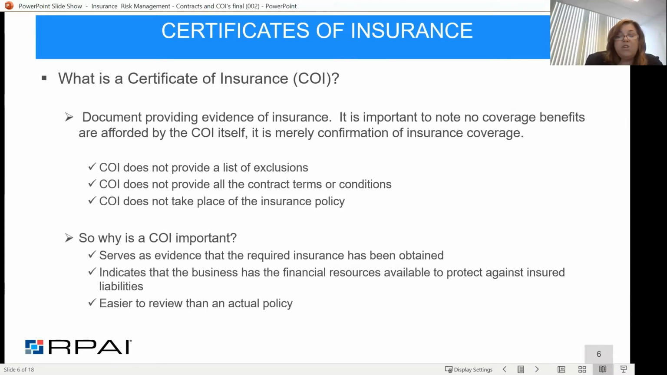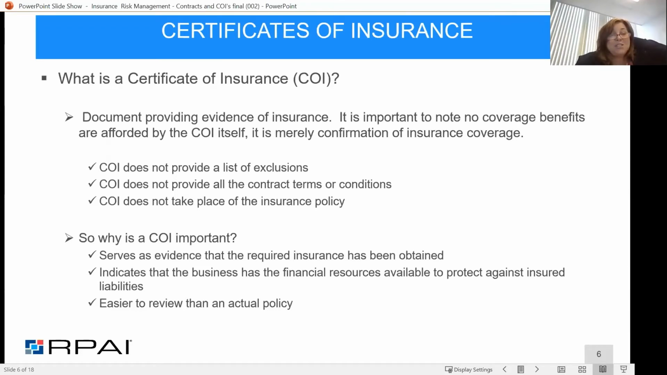So in insurance, we like to have a lot of acronyms. One is certificates of insurance, referred to as COIs. Sometimes certain brokers will just call them certs. Basically, they're all the same thing. It's a form that's doing nothing more than providing you with evidence of insurance. It's really important to note that the COI in and of itself doesn't convey any rights or any coverage to you. It doesn't list what the exclusions are in the policy. It doesn't provide you with the contract terms, and it's not going to take the place of the insurance policy itself.